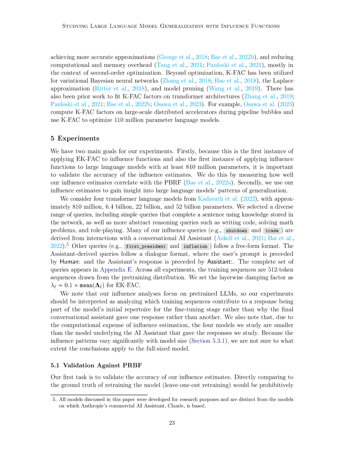Section 5. Experiments. In our experiments, we aim to achieve two main goals. The first goal is to test the accuracy of using EK-FAC with influence functions on large language models that contain at least 810 million parameters, since this is the first time we've done this. We want to ensure that our influence estimates are accurate by checking how closely they relate to the PRBF. The second goal is to use our influence estimates to learn more about how large language models generalize.